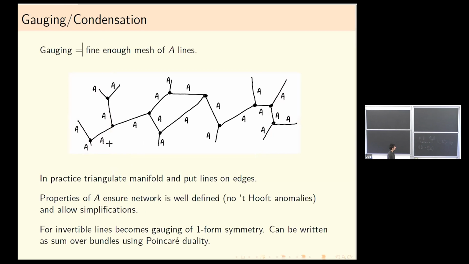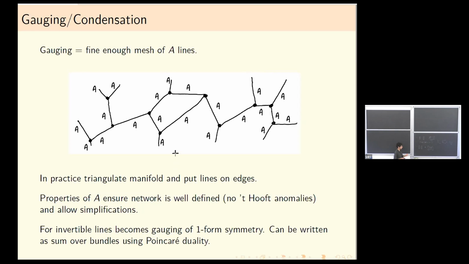Okay, so we're going to have to talk about gauging. Gauging for us will mean just to put a fine enough mesh of these A objects and glue them together in trivalent junctions, which is good. We have other properties like associativity to simplify and change this network around. And we don't care if it's like this or like this because we have commutativity. So once you have these properties, you can put a network in a consistent way. Essentially, in quantum field theory language, it means that there are no 't Hooft anomalies. So what you do is that you take your manifold, you put these lines on the edges, you put this morphism on the vertices, and then you start simplifying, and you get the simplest, minimal network.